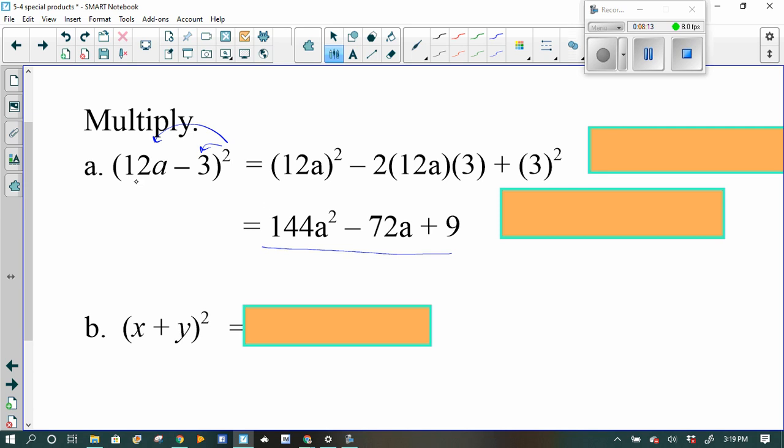Okay. So this piece right here is A, and this piece right here is B in this formula: a squared minus 2ab plus b squared. Okay, this one, x squared, y squared, multiply it, xy, times 2, 2xy. And that's it. That's your answer. Completely done.